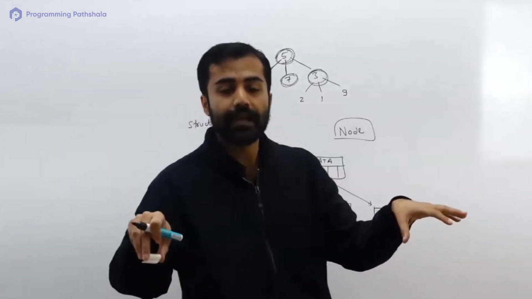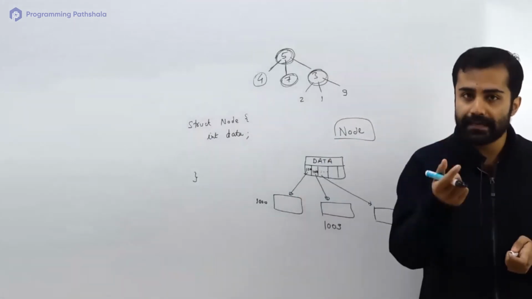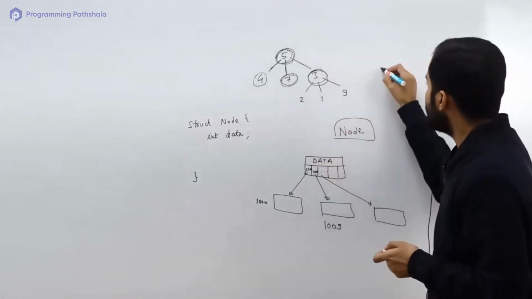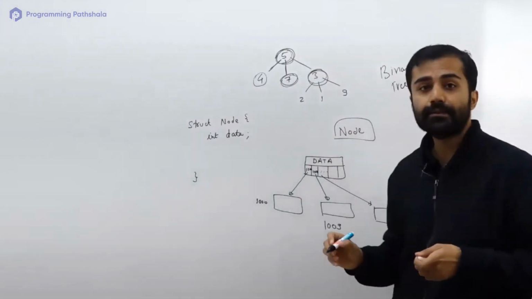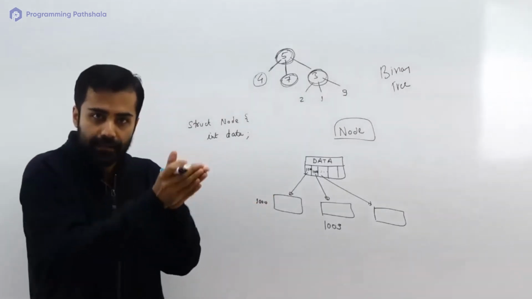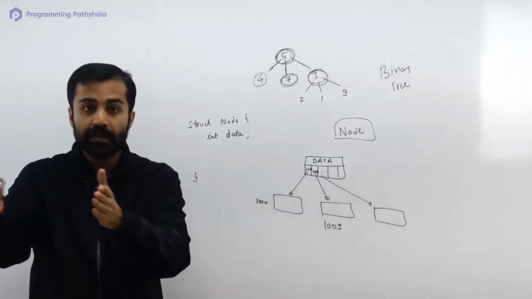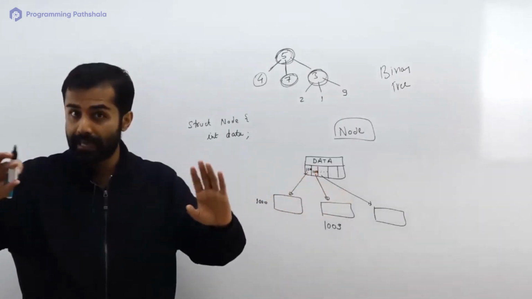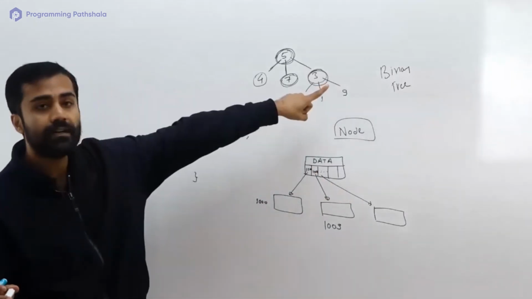Now, for convenience's sake, we'll start with the simplest of the trees, and that simplest tree is called a binary tree. Because there is no point discussing a linear tree. When you say linear tree, that means a node has only 1 child, and that node again has only 1 child. So that is like a linear thing. That is not hierarchical. So the simplest form of tree that we will talk about is a binary tree.